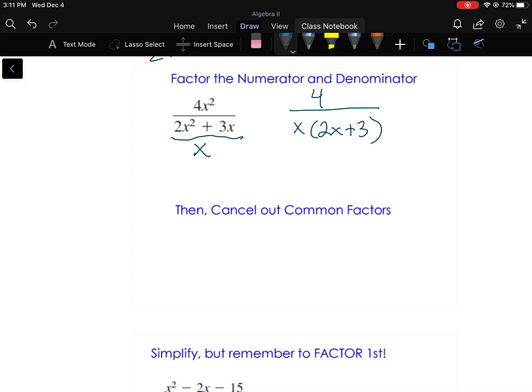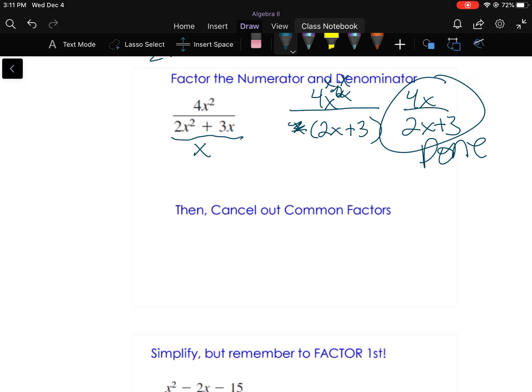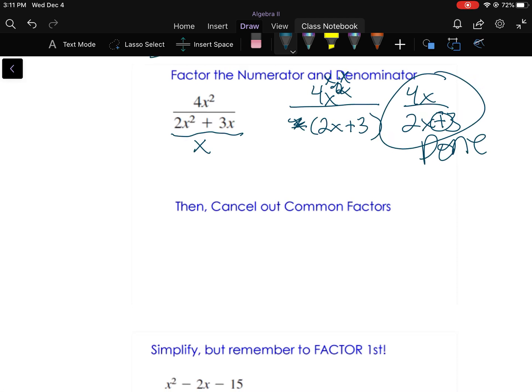And on the top, I've got 4x squared. Okay, well, x squared is x times x. That's not quite showing up real well. So I can take a factor of x out of the top and the bottom, and I'm left with 4x over 2x plus 3. And I am done, because that's a plus right there, and I can't touch anything in the 2x plus 3 because of that plus.